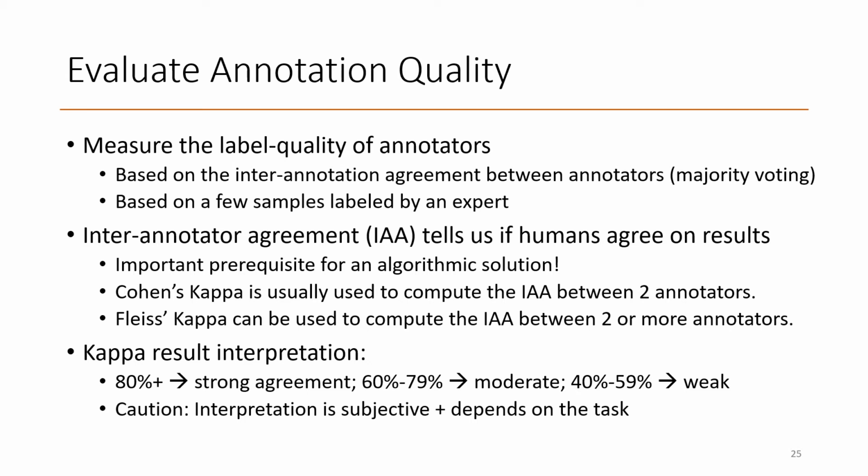And if you want to compute the inter-annotator agreement between two annotators, you usually use Cohen's kappa. And if you have two or more annotators to compare, then you use Fleiss' kappa. The kappa result interpretation is somewhat subjective and always depends on the task what strong, moderate or weak agreement actually mean for you.